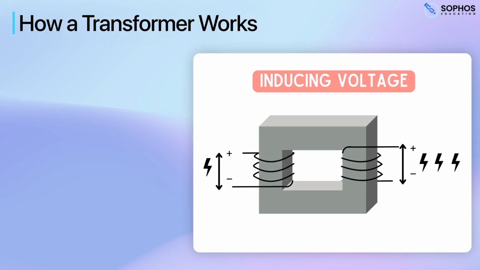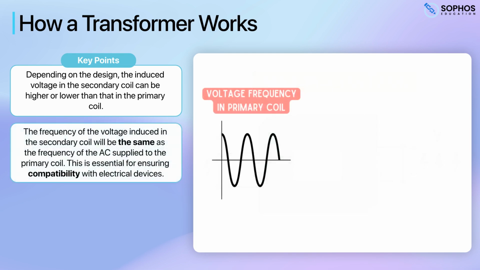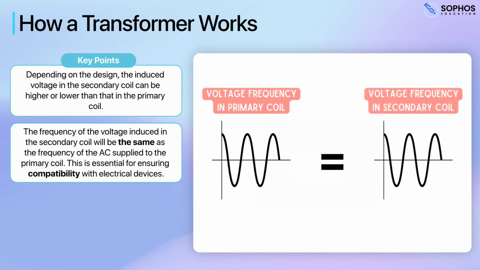Let's go through some points that are important to note. Depending on the design, the induced voltage in the secondary coil can be higher or lower than that in the primary coil. We will explore this in detail in future lessons. One essential property to remember is that the frequency of the voltage induced in the secondary coil will be the same as the frequency of the AC supplied to the primary coil. This is crucial for ensuring compatibility with different electrical devices.